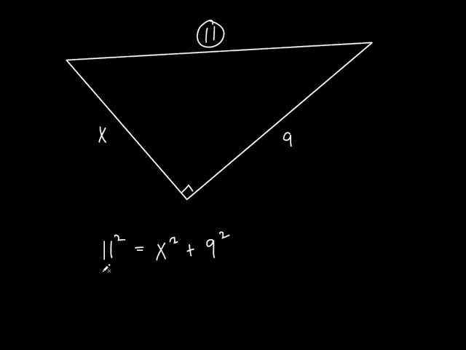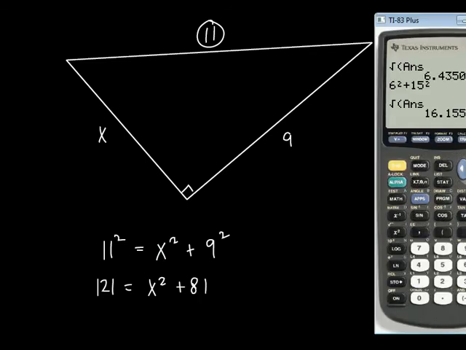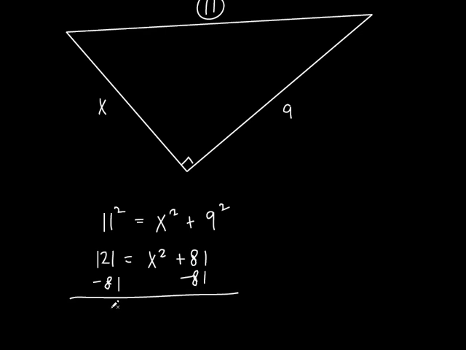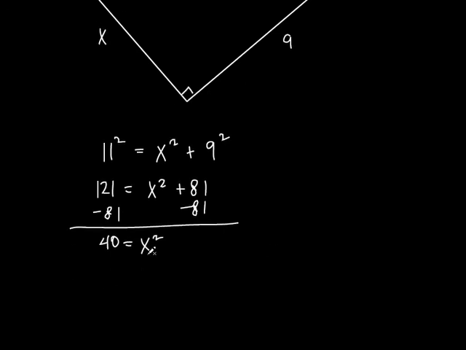So anyway, let's do this. 121 equals x squared plus 81. Minus 81, and what's that? 40, right? Equals x squared. I did that right, didn't I? And then what do we do here? Square root. And let's simplify this. 4 times 10, that's what I would use. So this is 2 square root of 10.